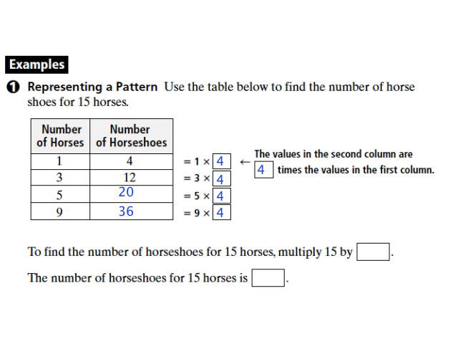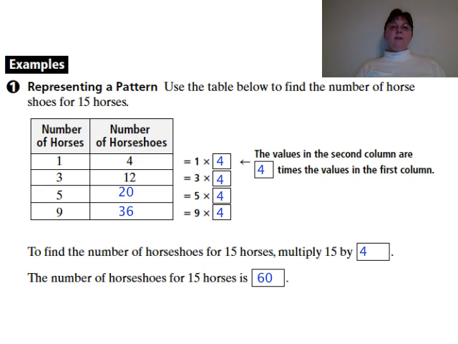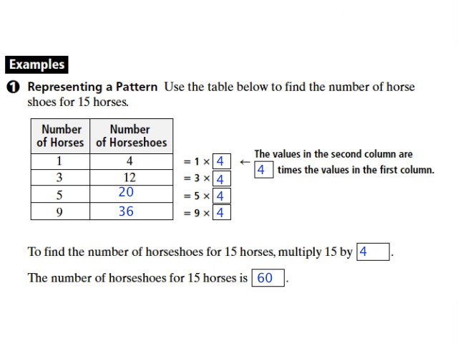To find the number of horseshoes for 15 horses, multiply 15 by 4. The number of horseshoes for 15 horses is 60. Pause the video if you need more time to copy down the notes.